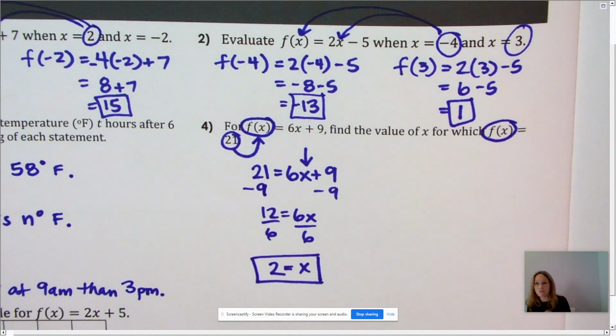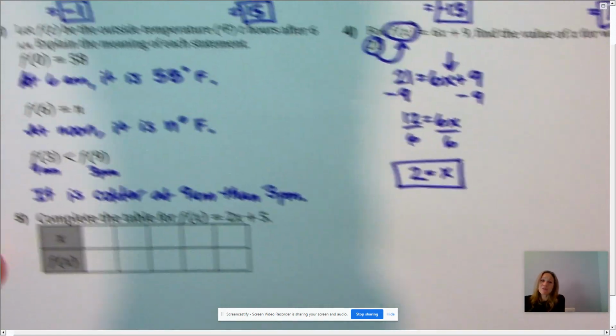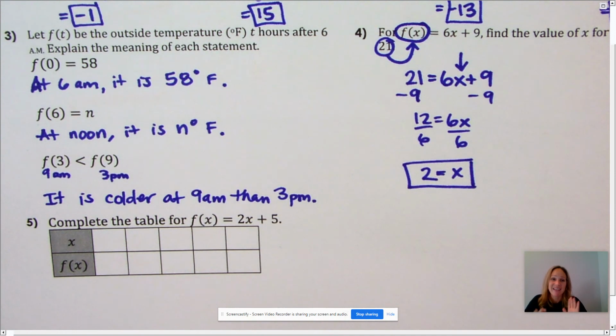All right, question number 5, then we're going to start on our homework for today. And if you guys are confused, I'm so sorry, but it's completely normal. This is a hard unit to understand. It's a completely new way of writing math that you probably haven't seen before. So it's okay if it's a little bit confusing. Just keep trying the problems. The more problems you do, the better you'll get.